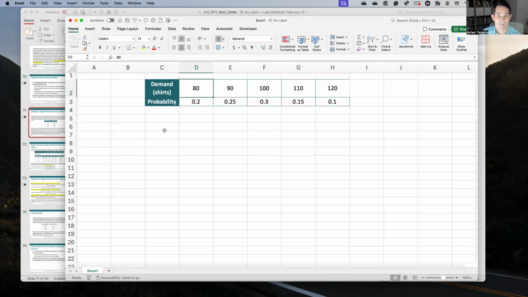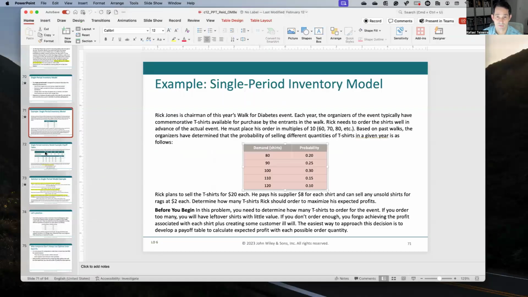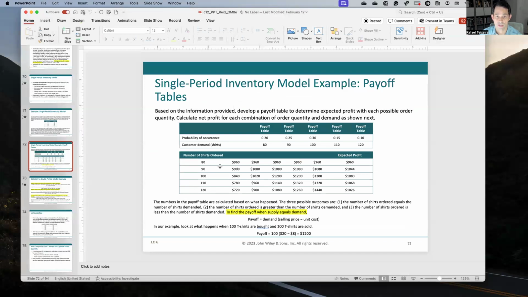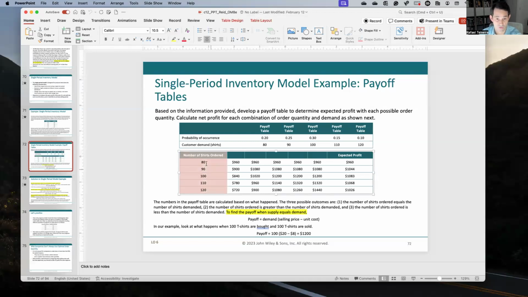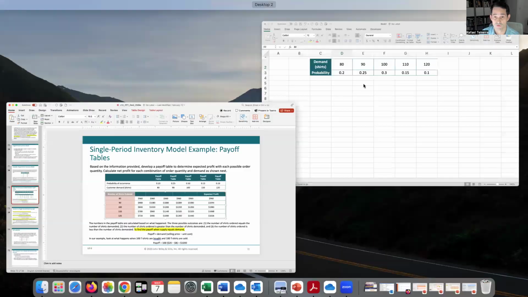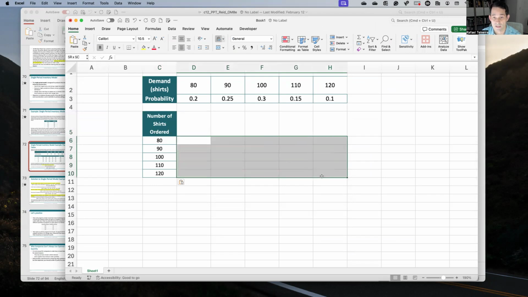Okay, and the way the textbook teaches this solution is by a payoff table. So we're going to come up with this payoff table. Instead of typing all this data, to save some time, I'm going to copy and paste here. So I'm going to have the number of t-shirts ordered, and here's the demand. This is how much is ordered, and here's how much is the demand. I'm going to fill out this payoff table, and that's how we're going to solve the problem.